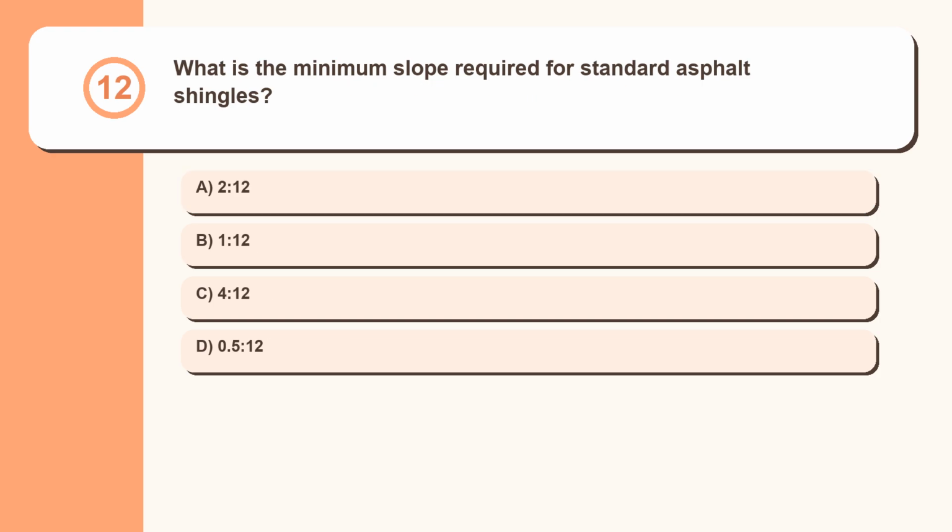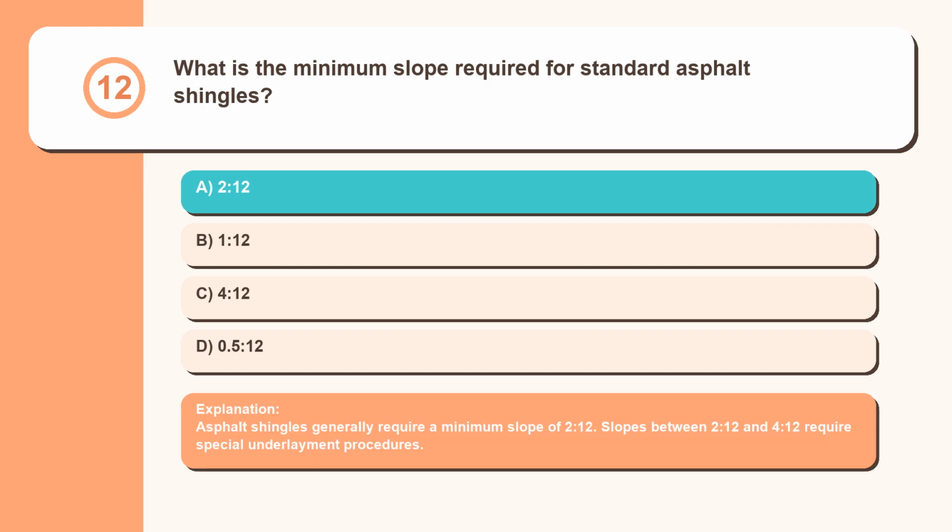Question 12. What is the minimum slope required for standard asphalt shingles? 2:12, 1:12, 4:12, 0.5:12. Asphalt shingles generally require a minimum slope of 2:12. Slopes between 2:12 and 4:12 require special underlayment procedures.